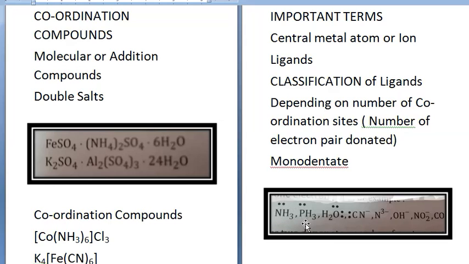Similarly PH3, phosphorus has one lone pair. H2O, oxygen. Although oxygen has two lone pairs, at times it donates only one electron pair. So it forms one coordinate bond and comes under monodentate. CN-, carbon has one lone pair. N3-, OH-, NO2, CO, all these are examples of monodentate ligands.